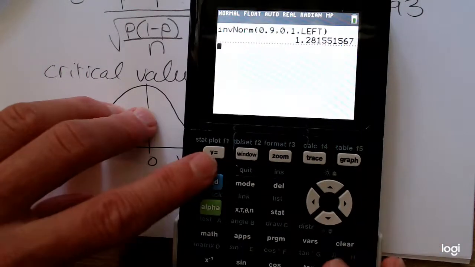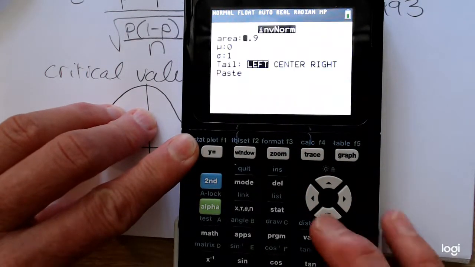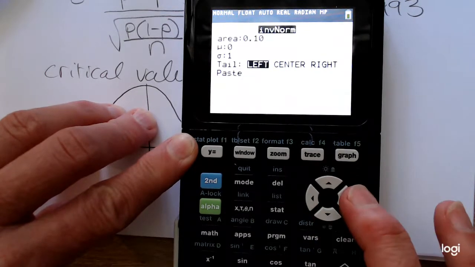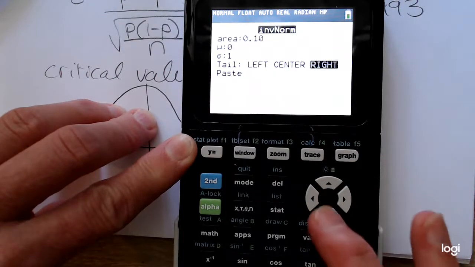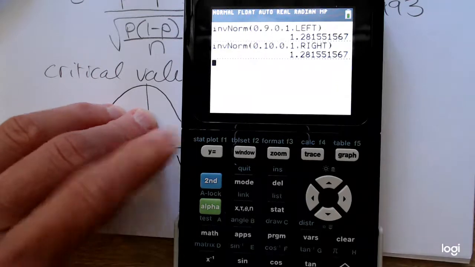Or going back to that distribution menu, if you have a newer TI-84, you can put that tail area in directly and indicate that it's a right tail. Either way, you'll get the same critical value.